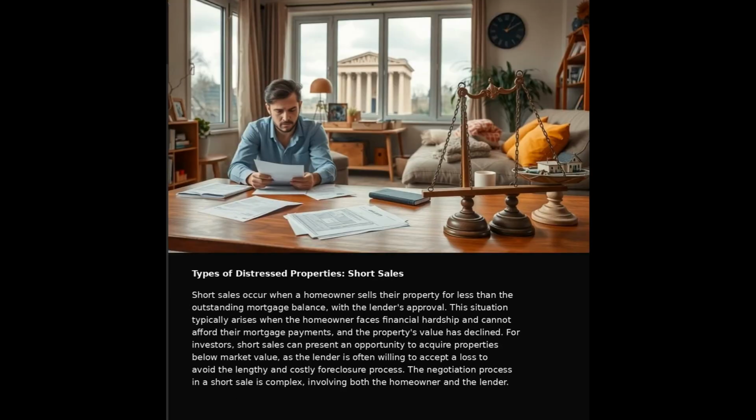Types of distressed properties. Short sales. Short sales occur when a homeowner sells their property for less than the outstanding mortgage balance, with the lender's approval. This situation typically arises when the homeowner faces financial hardship and cannot afford their mortgage payments, and the property's value has declined. For investors, short sales can present an opportunity to acquire properties below market value, as the lender is often willing to accept a loss to avoid the lengthy and costly foreclosure process. The negotiation process in a short sale is complex, involving both the homeowner and the lender.